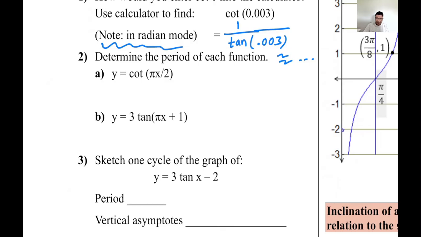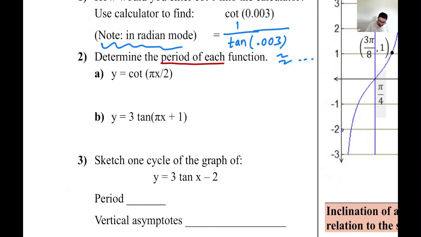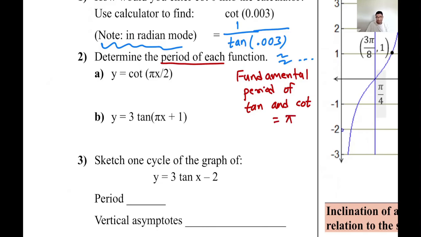Next, determine the period of each function. Okay. And to determine the period here, we have to remember fundamental period. I didn't talk about that while graphing both tangent and cotangent. Fundamental period of tan and cot, both of them, is length pi. Okay, that's one thing. And the fundamental cycle for tan is negative pi over 2 to pi over 2. For cotangent, it is 0 to pi.